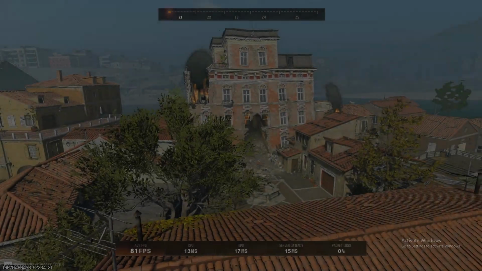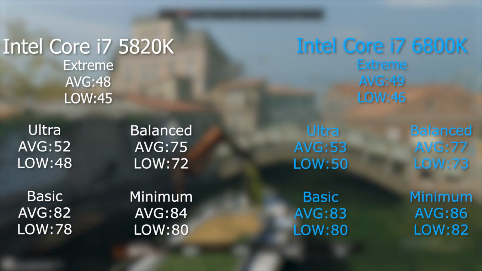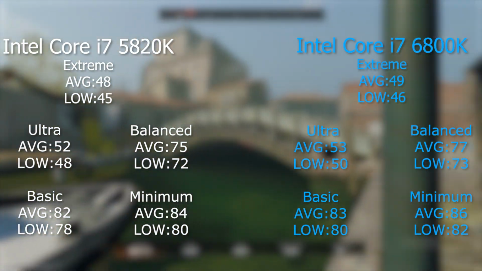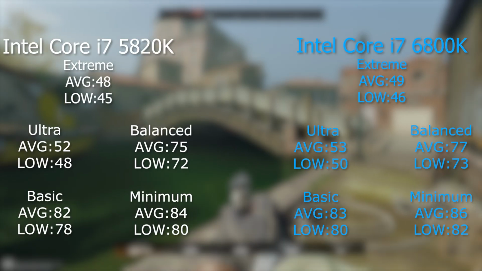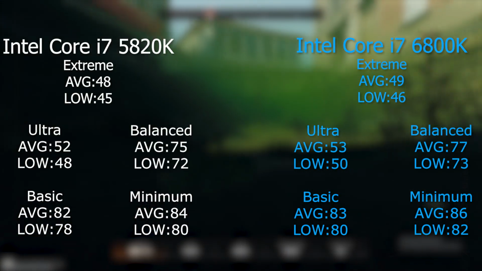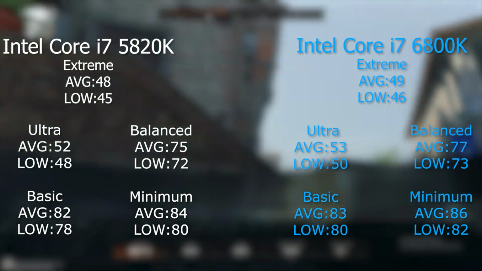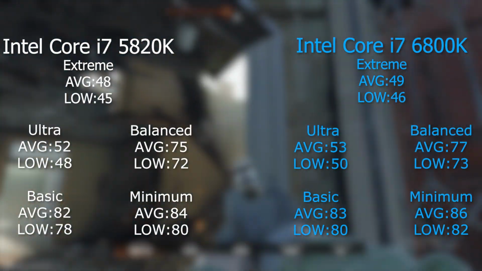Now, let's move over to Black Ops 6, where we have the extreme graphics settings. We're running at the average of the high 40s at extreme, and with ultra, we're in the low 50s. Once we turn things down to balanced, then we start being in the mid to high 70 range, and at basic and minimum, we end up finding ourselves in the low to mid 80 FPS range.